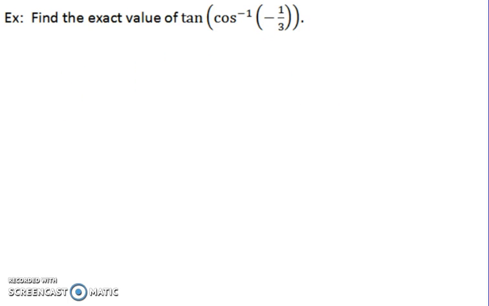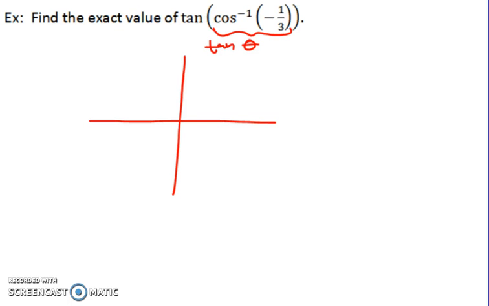So let's find the exact value of the tangent of the arc cosine of negative 1/3. So thinking through this one, arc cosine is going to give me an angle measure, and I want to know what's the tangent of that angle measure. Arc cosine, first and second quadrant, must be in the second quadrant, all students, because of that negative there.